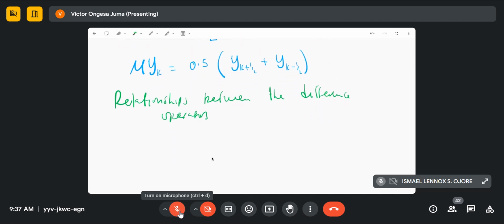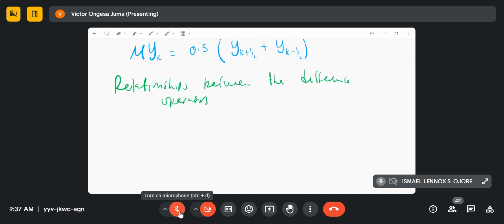So go and look at them. Then the next class we'll discuss them as we go on. It's not an assignment, but I want you to look at them, because in an exam, I may ask you to prove this. Just for example, can you show that the shift operator is the same as 1 plus the forward operator?